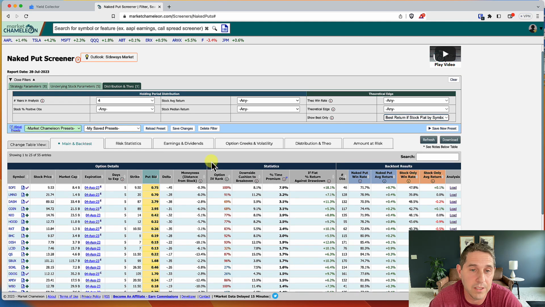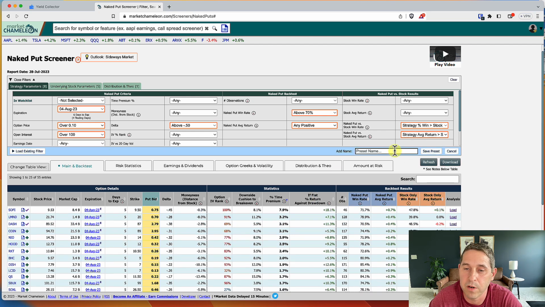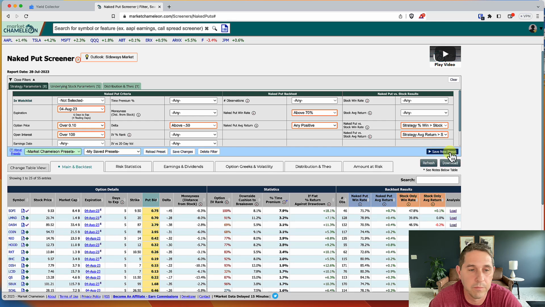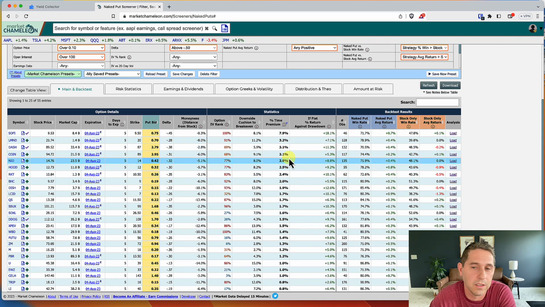So I think this is a pretty quick way to get a list of potential put selling opportunities. And before we do some analysis on these, I'm just gonna save this preset. So what you do is just go to save new preset, name it whatever, then press save preset. Like I already have one in here, so I'm not gonna save another one, but you get the idea. So now what you do is just go through the results and load the analysis of whichever ones you like and take a look at what's the best opportunity.